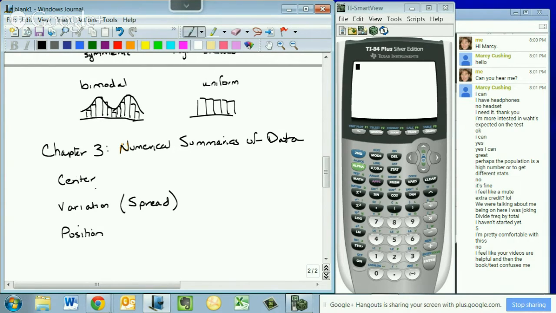All right, so by center we mean what is a typical value in a data set? What is the average value in a data set? By variation or spread, we mean are the values clustered together around the center, or are they all spread out?